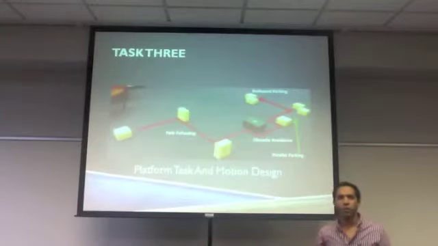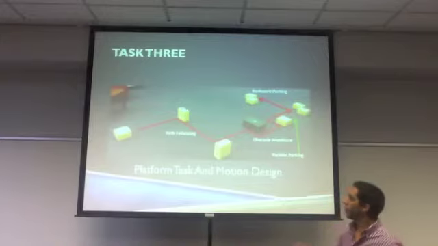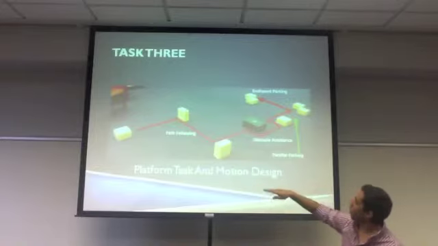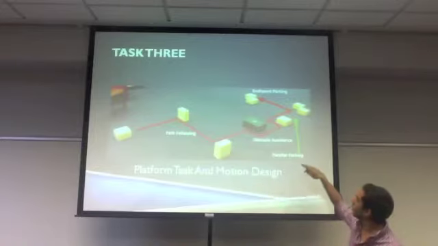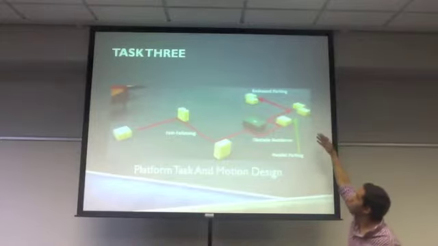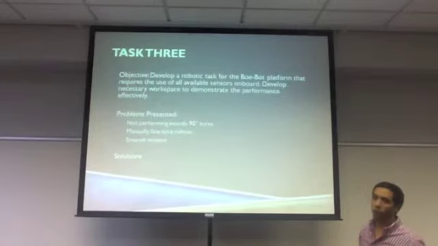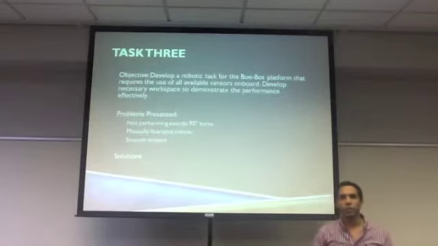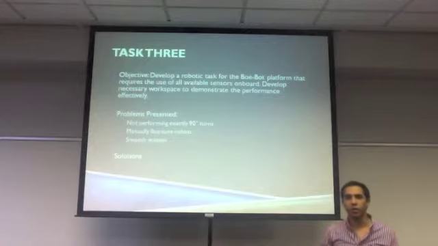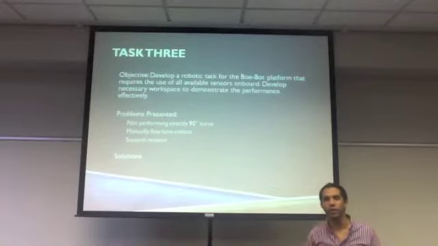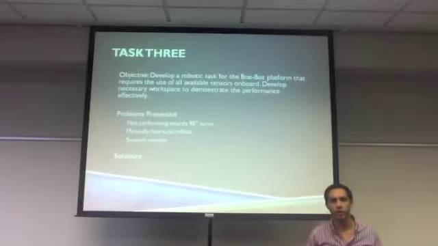Okay, so for task number 3, we developed a path for our robot to go through. It's going to start on the first box. It's going to do some obstacle avoidance, as you can see here. Over here, it will do a parallel parking, and then it will do a backward parking. Our objective for this task was to develop a robotic task for the Bobot platform that requires the use of all the available sensors on board. Also, we needed to develop a workspace to demonstrate the performance effectively.